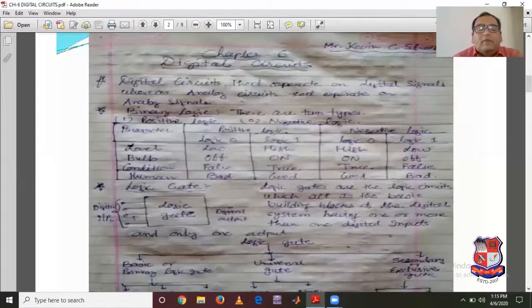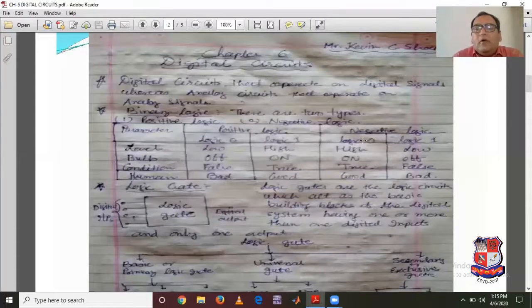Now in an analog signal, we observe that as time changes, the amplitude changes. But in digital, according to the different types of ICs like TTL or CMOS, the voltage used is 0 and plus 5 volt, or in CMOS we use 0 and plus 12 volt, or in many cases we use 0 and plus 15 volt. So when the level is low, it is considered logic 0 in positive logic, and if the level is high, then it is logic 1.